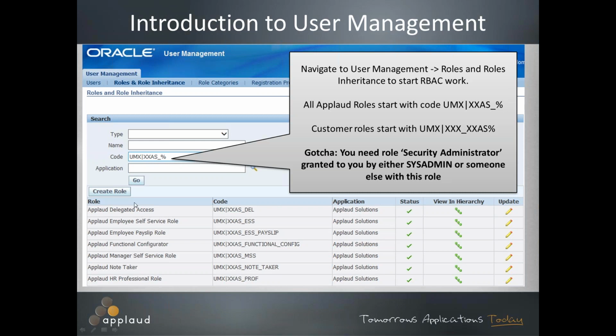What we recommend is you don't use our roles, that you create your own or use our template. And customer roles would usually start with XXX_XXAS. Okay, so that's the first thing to be able to query Applaud roles back. You use a code that starts with UMX pipe XXAS.